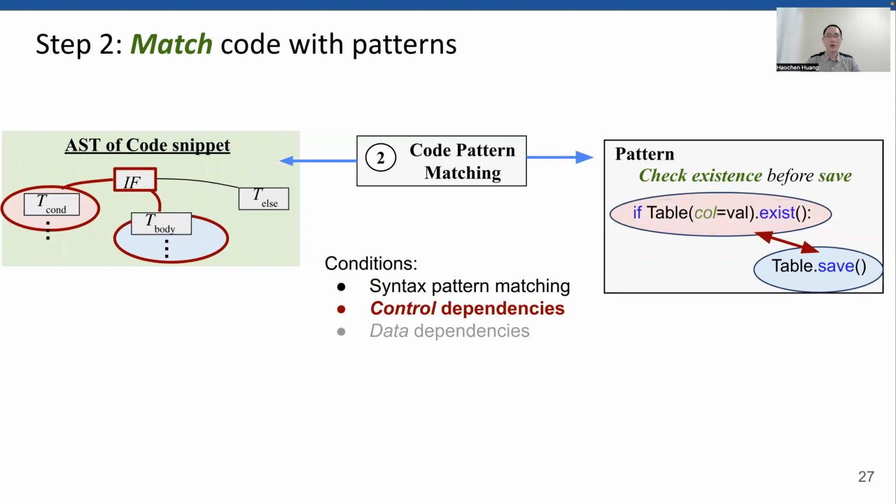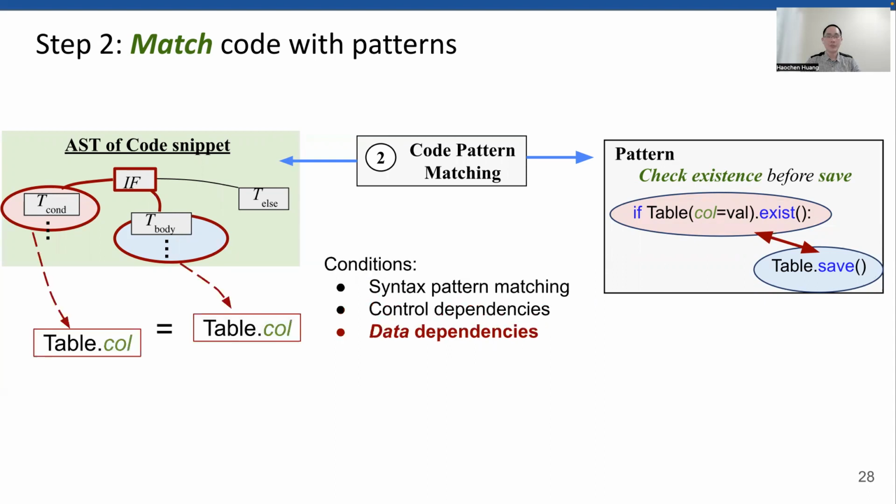The second condition requires the subtrees to follow certain control dependencies. That is, in AST, the 2 trees should be under the correct branch of the if node. Third, for data dependency, we require that the variables in 2 subtrees refer to the same table and columns, so they are checking and saving the same data.